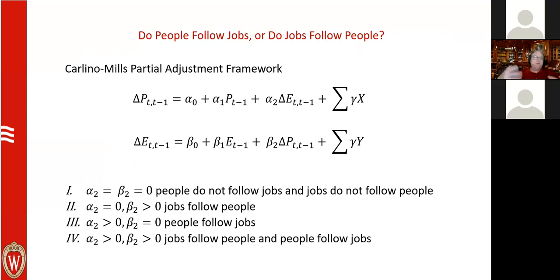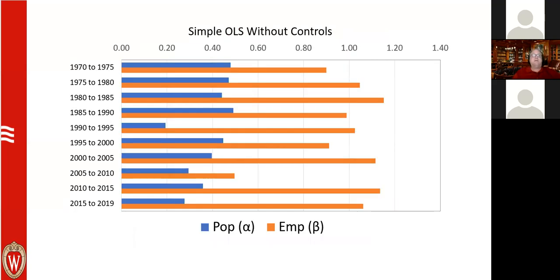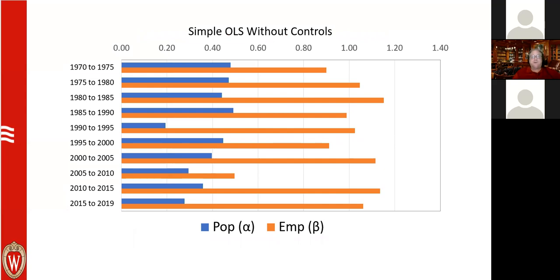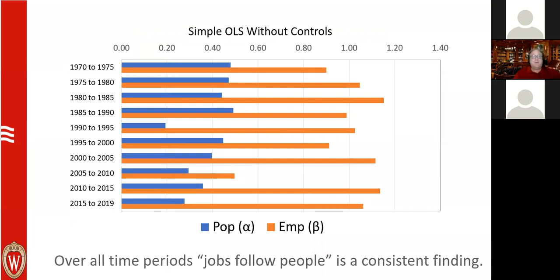And we do this using statistical techniques, by looking at the relative impact of these different parameters on this regression equation. Essentially we're looking at this alpha sub 2 versus beta sub 2. By comparing those two parameters, we can get insights into whether people follow jobs or jobs follow people. Now, this is a simple regression equation, comparing the size of the coefficient on population and employment. And what we're seeing here is that consistently jobs follow people.